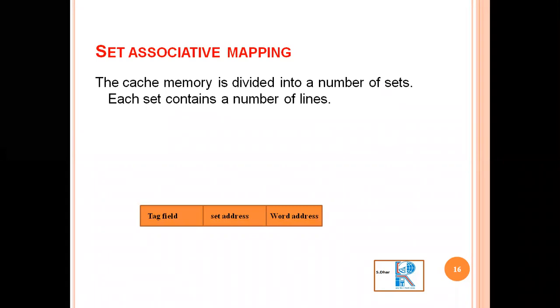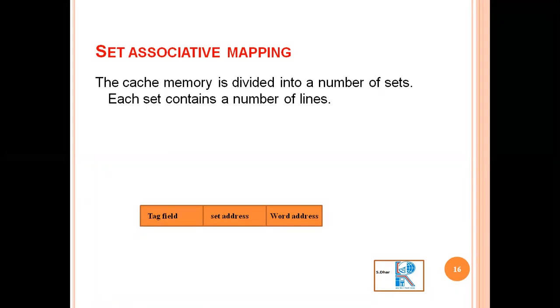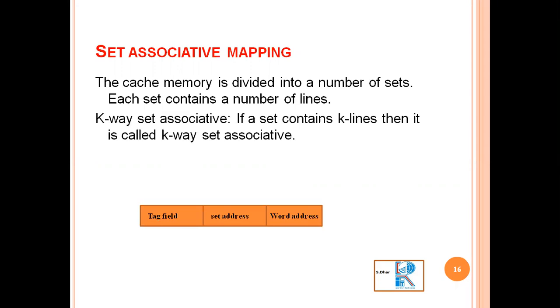Another mapping is used. This is in between the direct mapping and fully associative mapping, that is called the set associative mapping. Clear? Here, the cache memory is again divided into a number of sets, such that each set contains a number of lines. If each set contains 2 lines, it is called two-way set associative. If it contains 4 lines, that is called 4-way set associative.